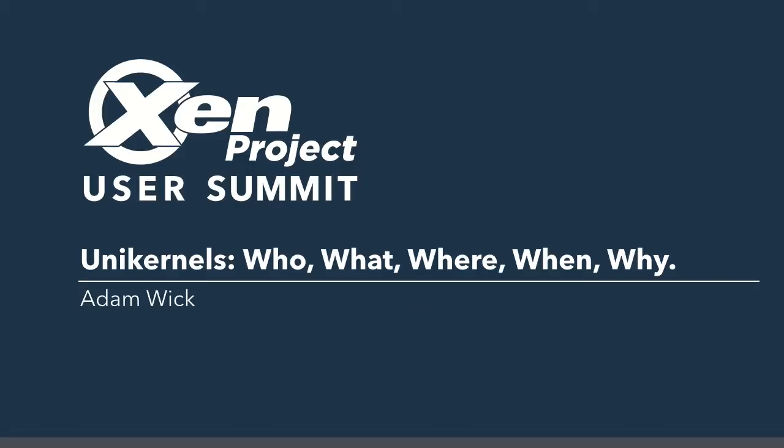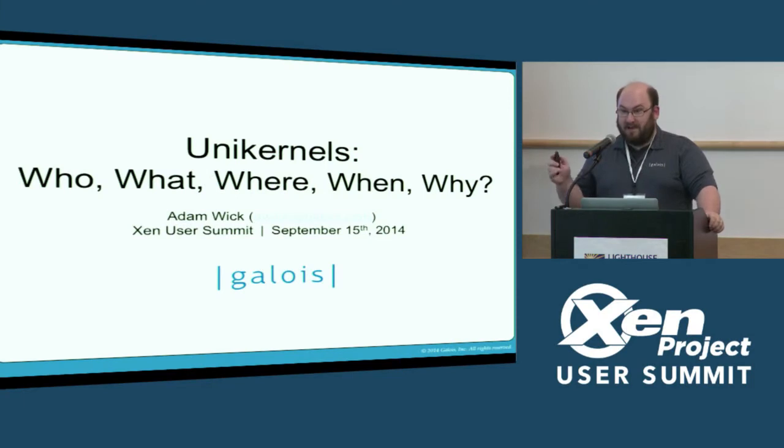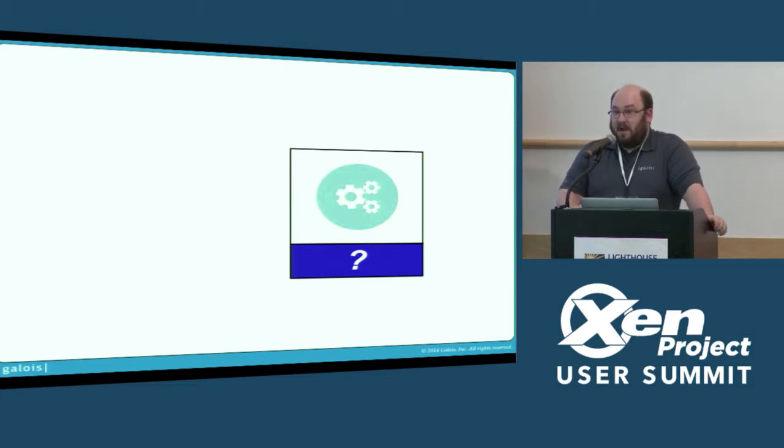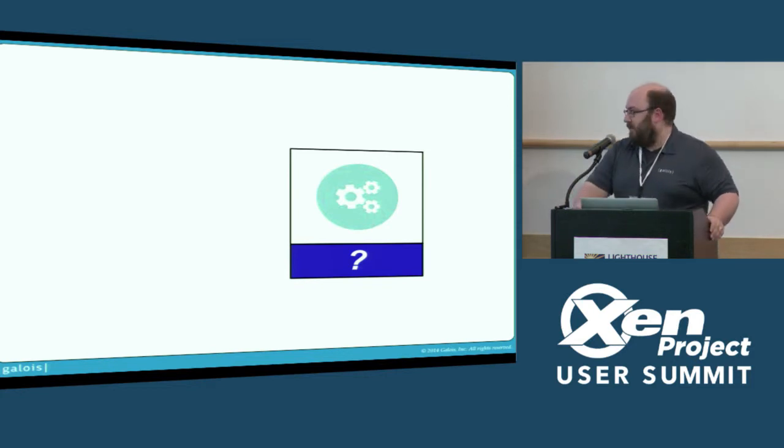So, my talk: Unikernels: who, what, where, when, why. And I got that in the right order. So, imagine that you have to build some sort of application. One of the first things you're going to do when you need to build that application is select some platform to build it on. I don't know what that platform might be. Might be Windows, might be a JVM, could be any number of things.